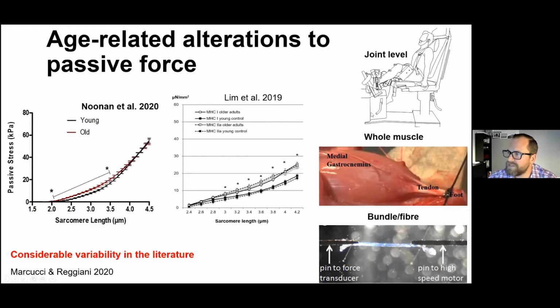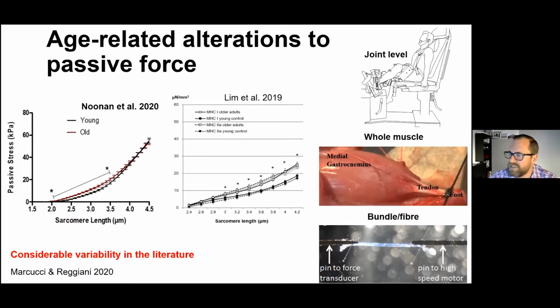At the whole muscle level, it's an excellent model to investigate passive force independent of voluntary activation involving a muscle and musculotendinous unit. And then getting down to the cellular single fiber level and bundle level, this is another level at which to explore how various mechanisms contribute to age-related alterations in passive force.